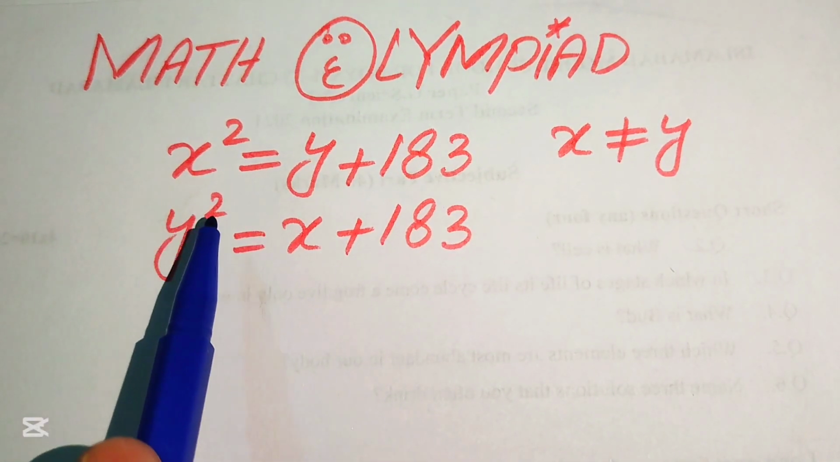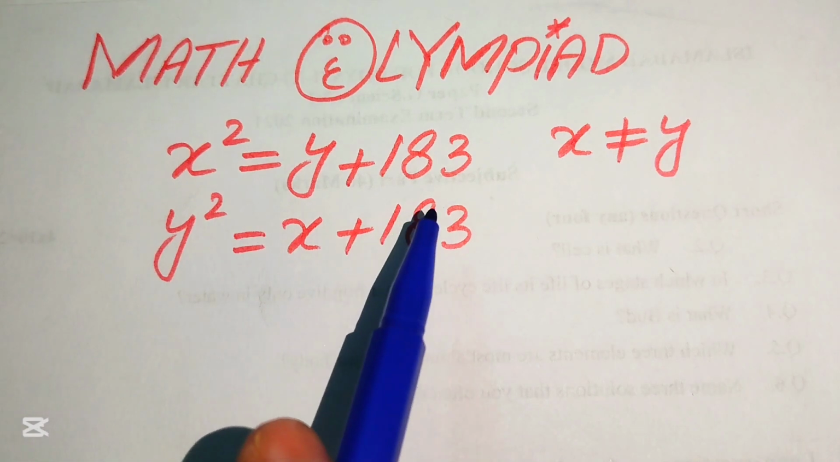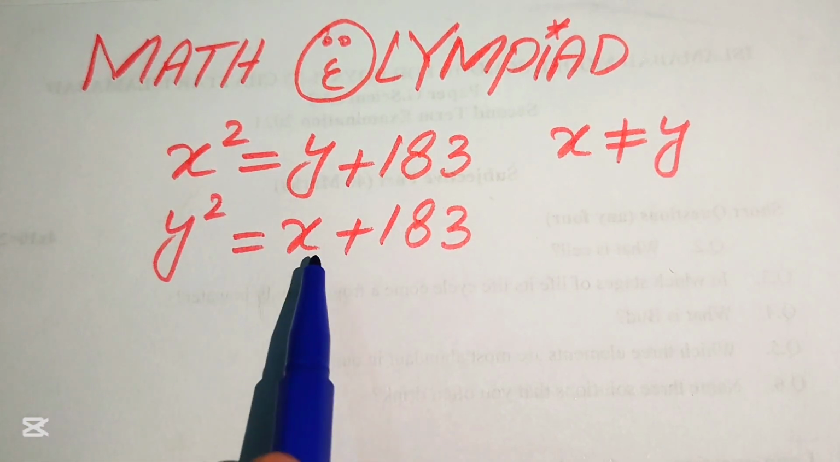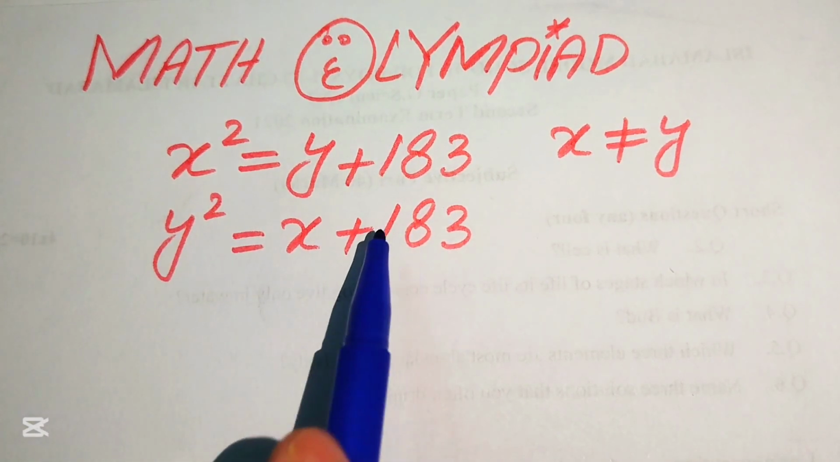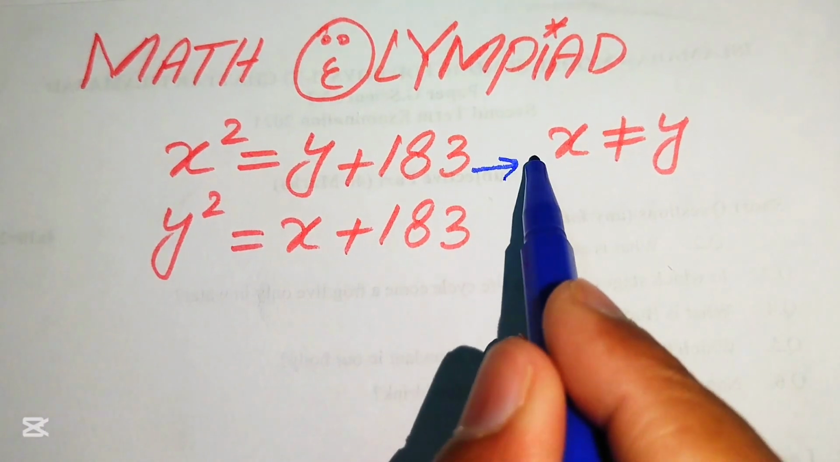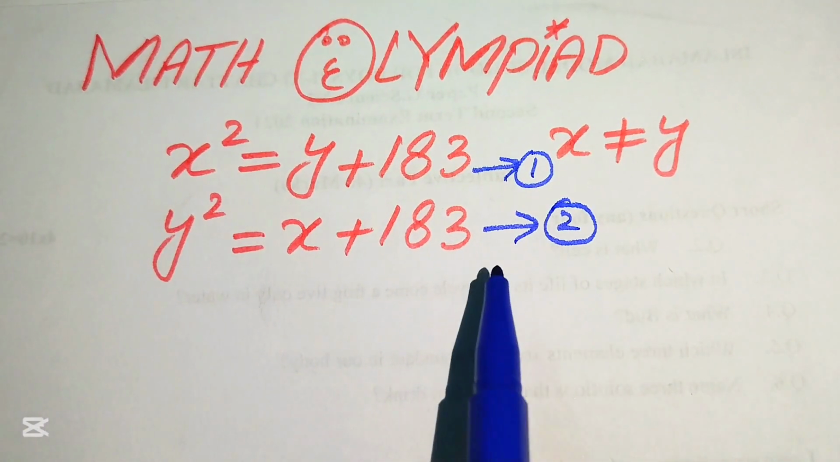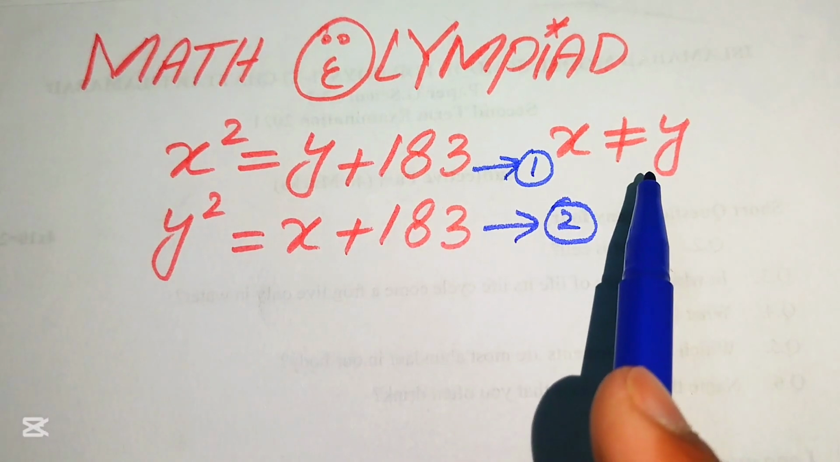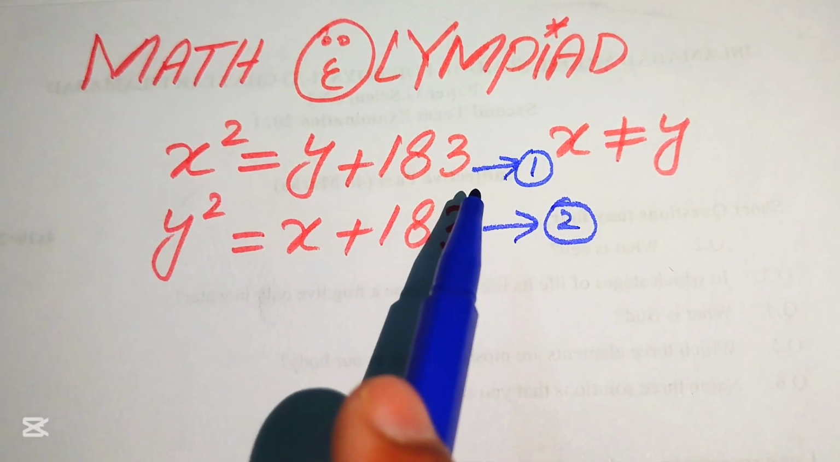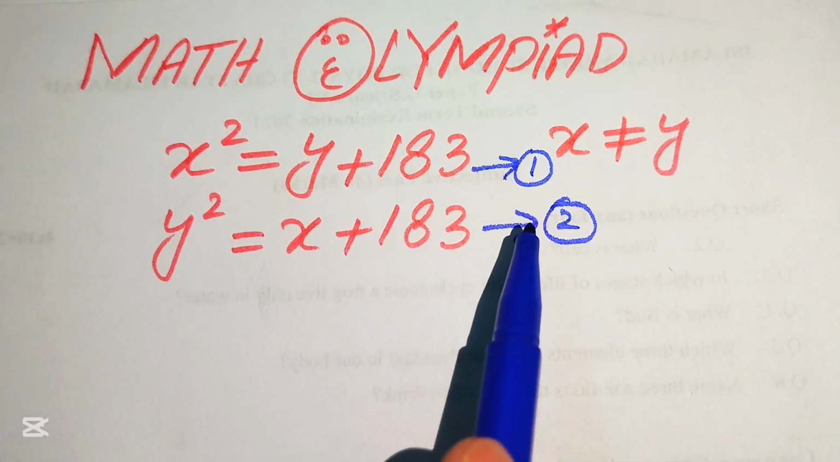So here we have x square equals y plus 183, y square equals x plus 183, and we solve these two equations for the values of x and y. Here you remember one thing: x is not equal to y. It means that we solve this problem for the distinct values of x and y.